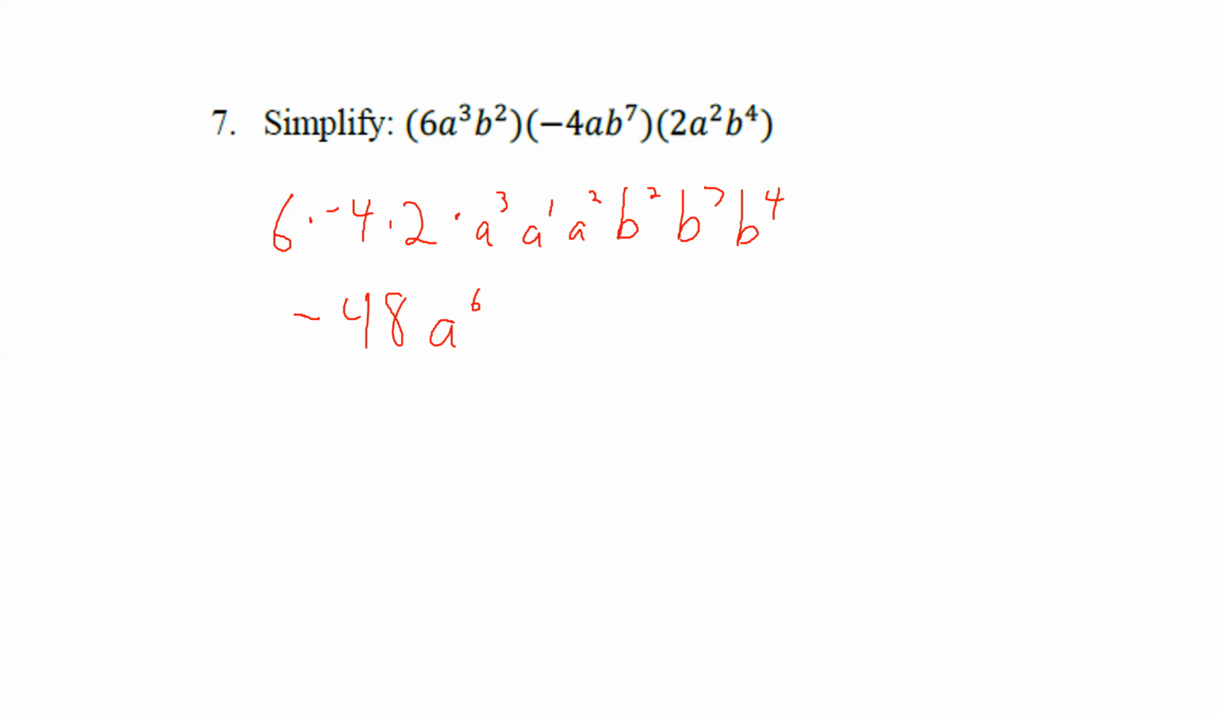And then the b's, we had 2, 7, and 4. So adding them all up, 2 and 7 is 9, 9 and 4 is 13. So we have b to the 13th. That's our final answer. So first, again, we multiply the coefficients, then the a's, then the b's. Again, you don't have to do the first step of rewriting it if you don't want to, but that's how you combine them. Any questions there so far on the 2 monomial questions?